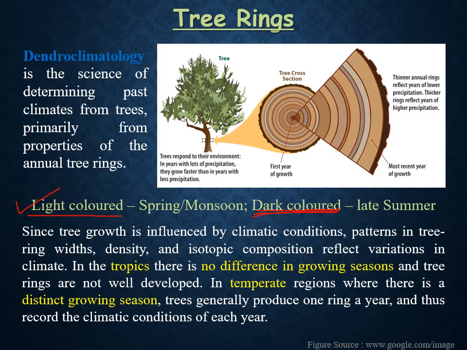Now since tree growth rings are influenced by climatic conditions, that is, the patterns in tree ring width, its density, and also the isotopic composition in each and every growth ring of a tree will vary from one growth ring to another growth ring. So thereby we can get an idea about the variation of climatic condition with respect to time.